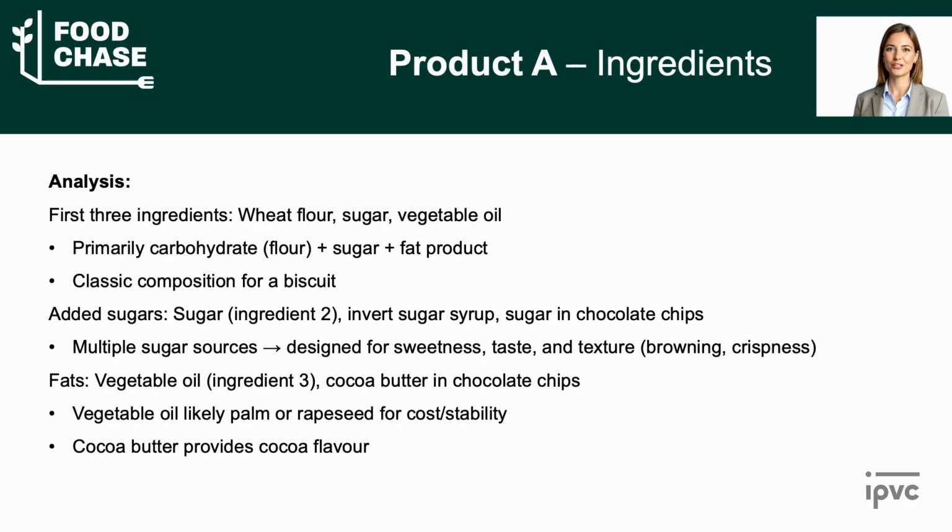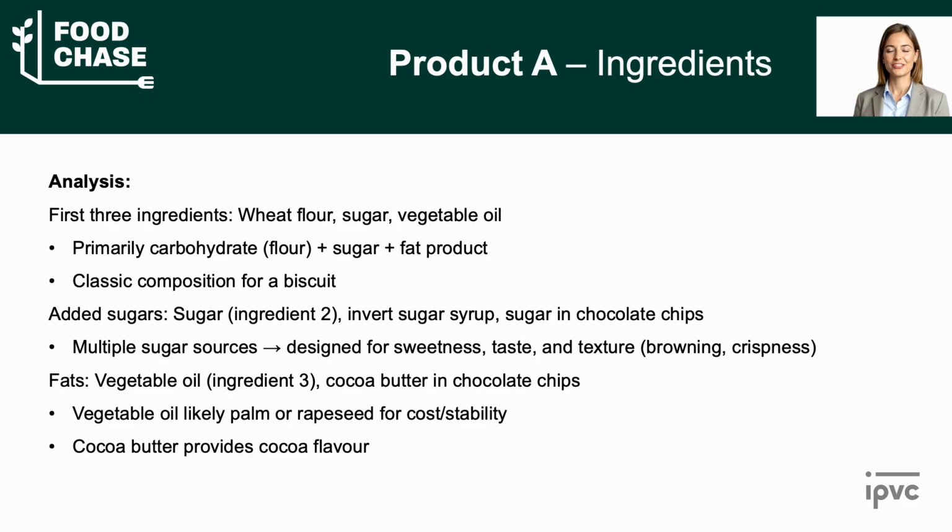Look at the first 3 ingredients: wheat flour, sugar, vegetable oil. That's your biscuit right there. Starch, sweetness, and fat for texture. The flour provides structure, the sugar provides taste and browning, the oil provides mouthfeel. Then you see multiple sources of sugar: regular sugar, invert sugar syrup, and sugar in the chocolate chips.